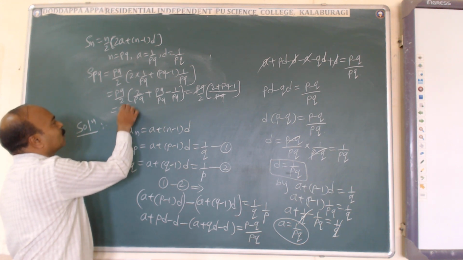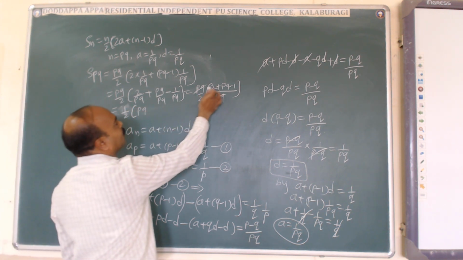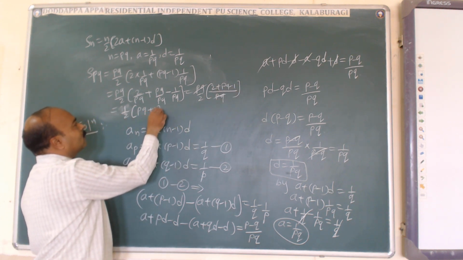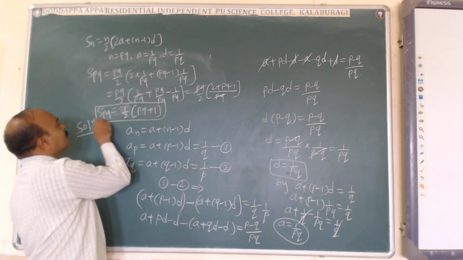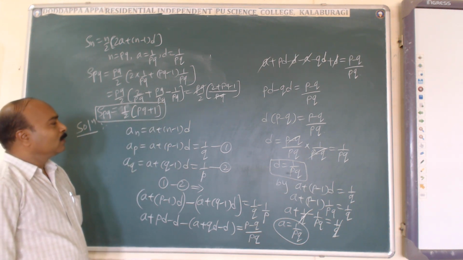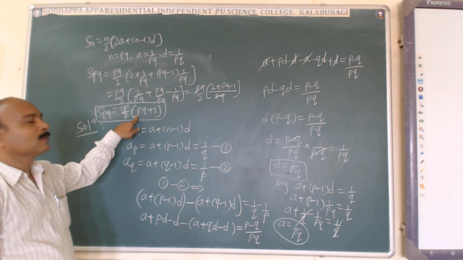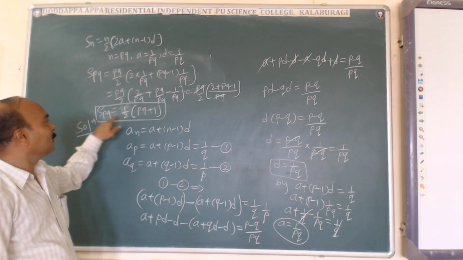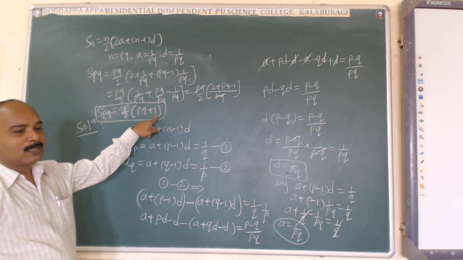Now it is 1 by 2 outside. We get pq, 2 minus 1 is plus 1. So we get S pq equal to 1 by 2 times pq plus 1, which is the required answer for the given question. This you were asked to prove. Prove that the sum of pq terms is 1 by 2 times pq plus 1. That we have proved.